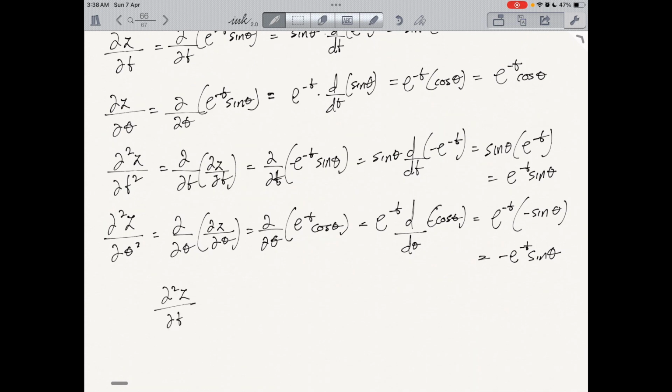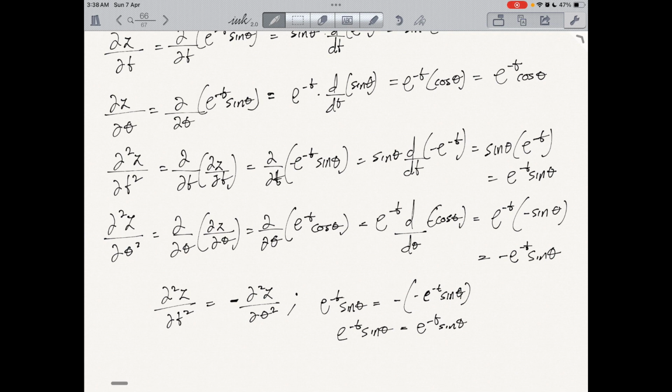And in our first question, we see that d square z/dt squared is equal to minus d square z/d theta squared. d square z/dt squared is exponential minus t sine theta, and minus this minus here, d square z/d theta squared is minus exponential minus t sine theta. And when the minus signs nullify each other, we have exponential minus t sine theta equal to exponential minus t sine theta.